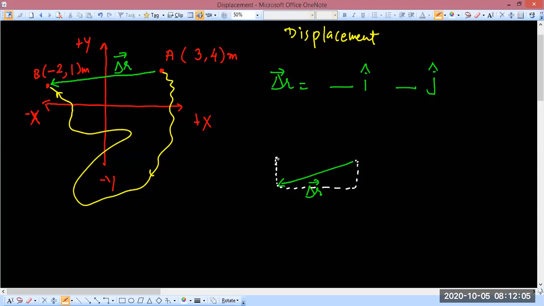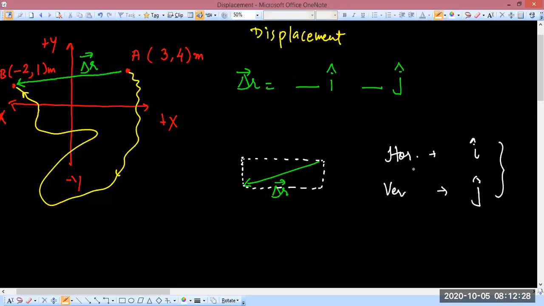Did you understand? Basically, what I'm doing is checking how much this has on the horizontal. Remember, the horizontal will go with i caret, and the vertical will go with j caret. Do you understand this? Yes or no?